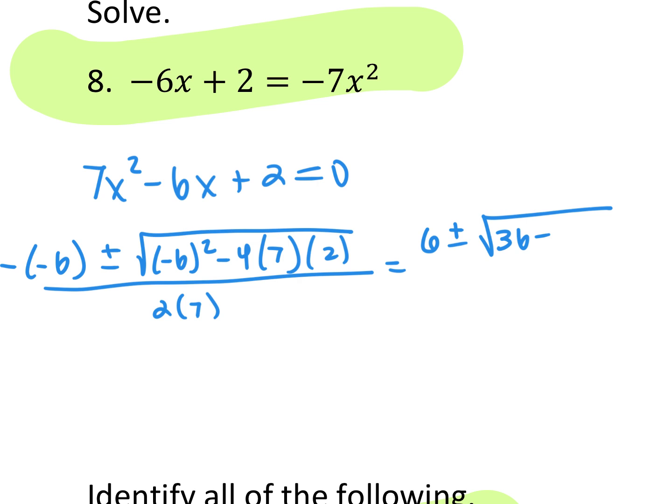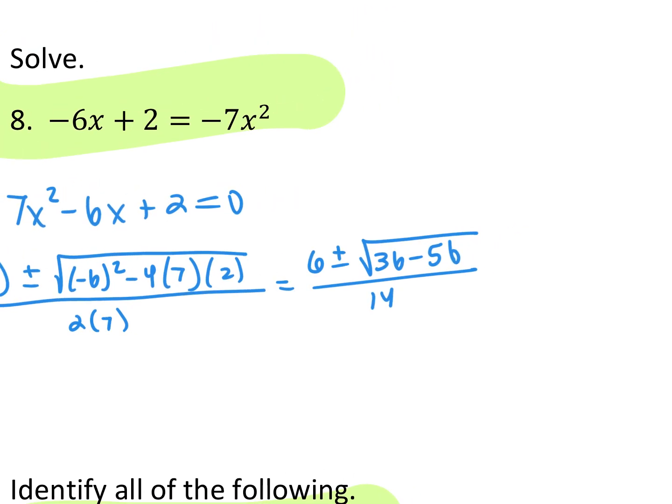28 times 2 is? Right? 4 times 7? So 56 here, all over 14. Everybody with me? Okay. So 6 plus or minus, what's 36 minus 56? Negative 20 over 14. I'm going to go down now.